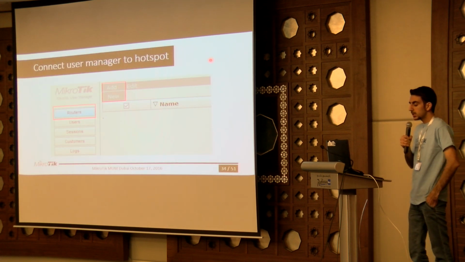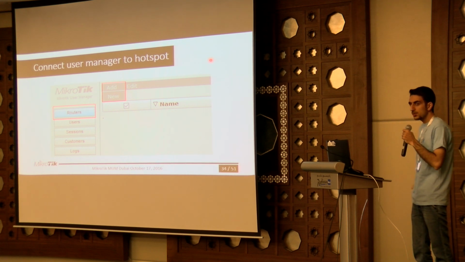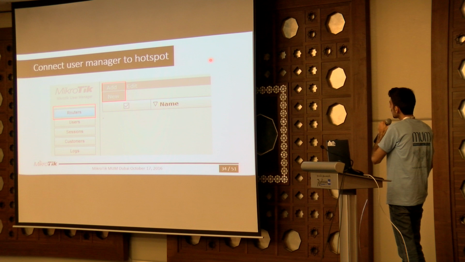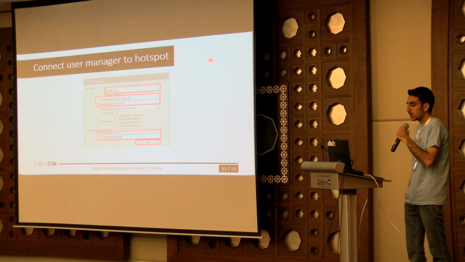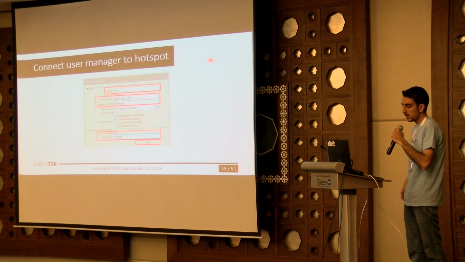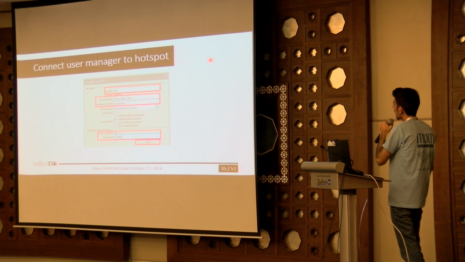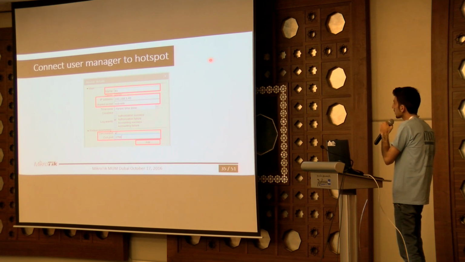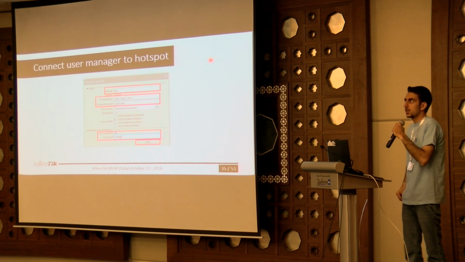Now we want to connect user manager to hotspot. For this, we should click on the routers button. After that, click on the add menu, and after that, click on new. Now you can see the router details form, and we should complete this form. Enter a name for the router, for example R1. Enter the router IP address and enter the secret word that I said is very important in the RouterOS configuration.